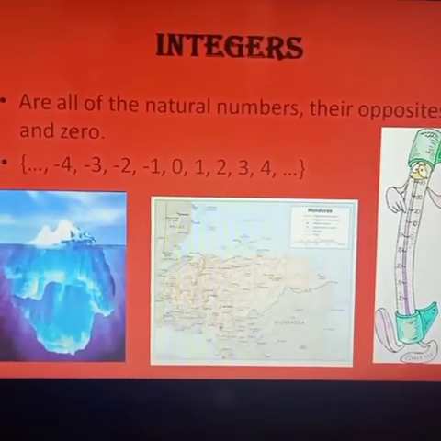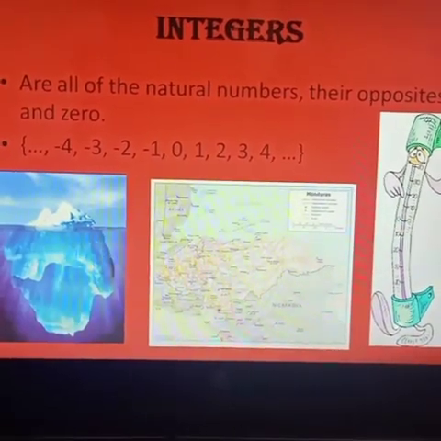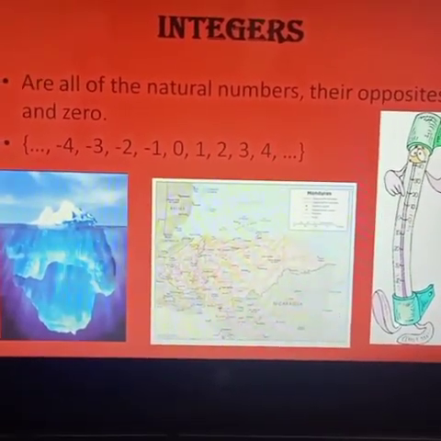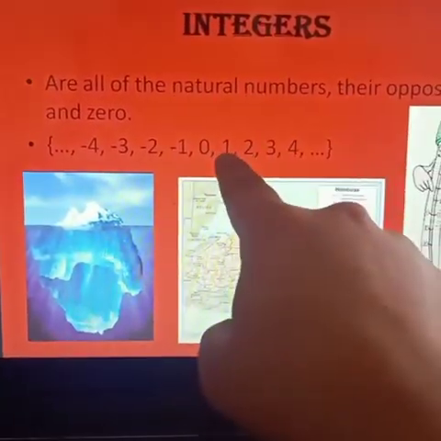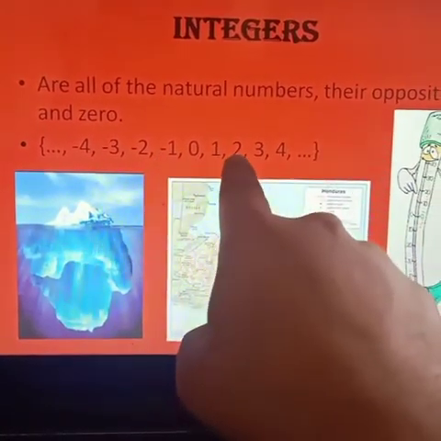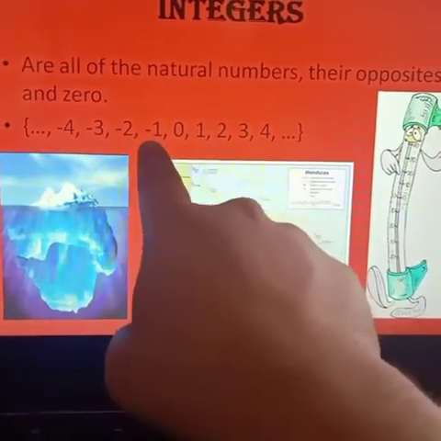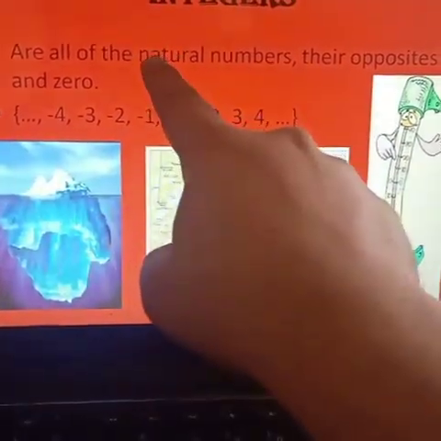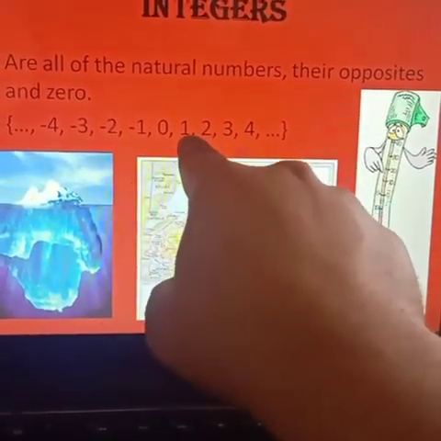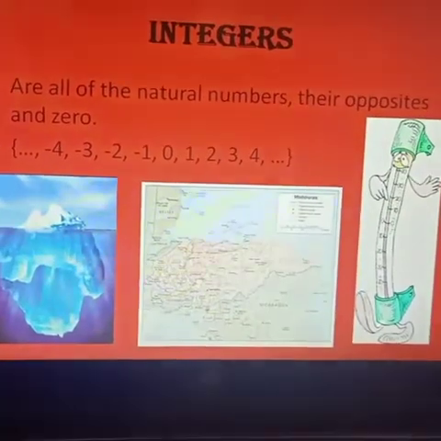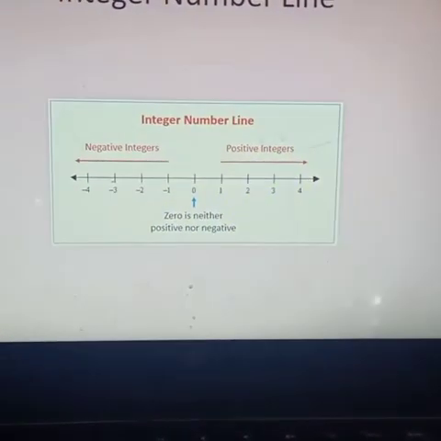Next are integers. Integers are those numbers which consist of positive numbers, negative numbers and 0 also. So all the natural numbers and their opposites. What does it mean, the natural numbers and their opposites? What is the opposite of 1? Minus 1. What is the opposite of 2? Minus 2. So the natural numbers and their opposites are also present. That's why I have written the statement: all the natural numbers, their opposites and 0. All this set is called integers. Clear?